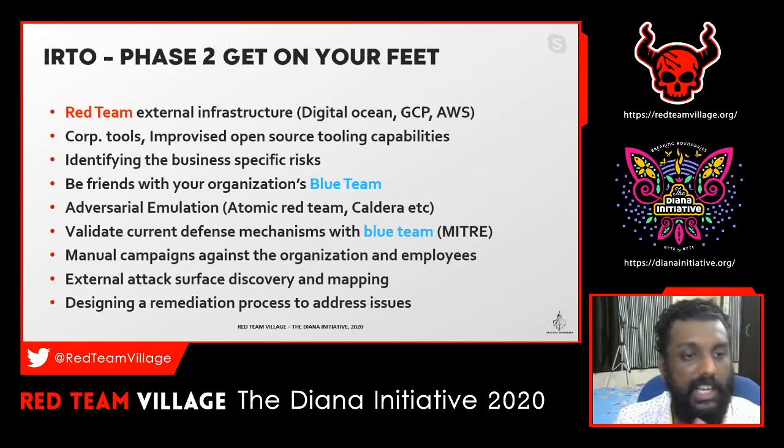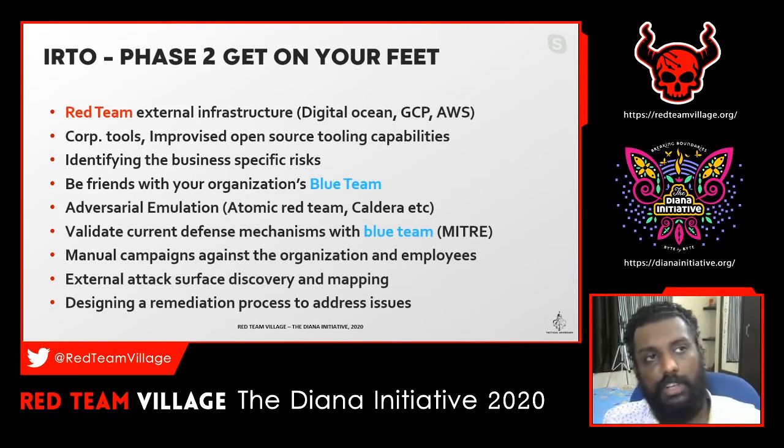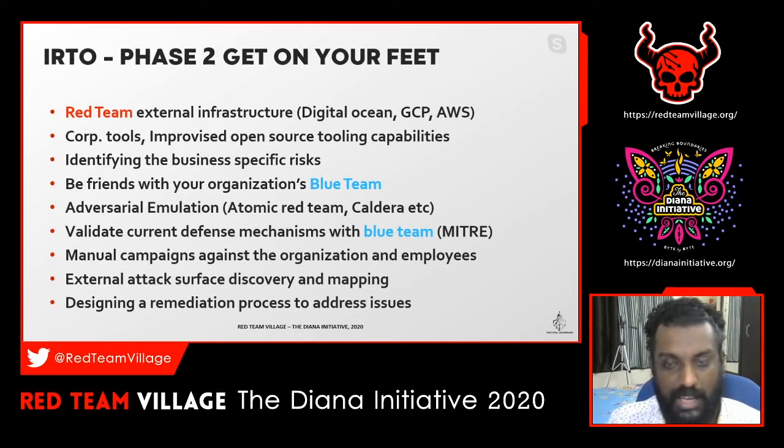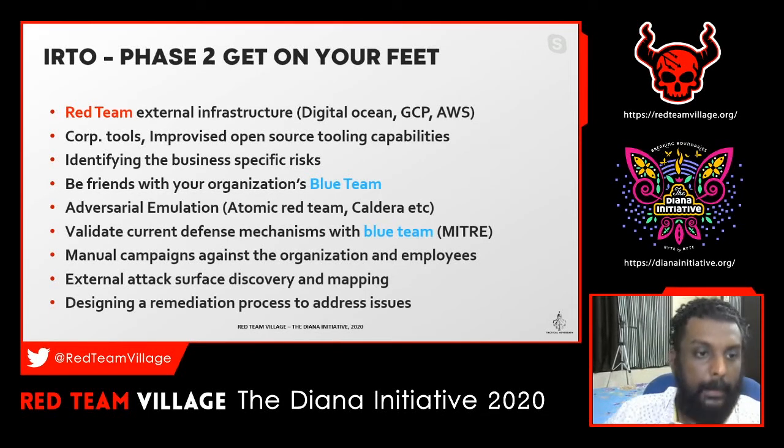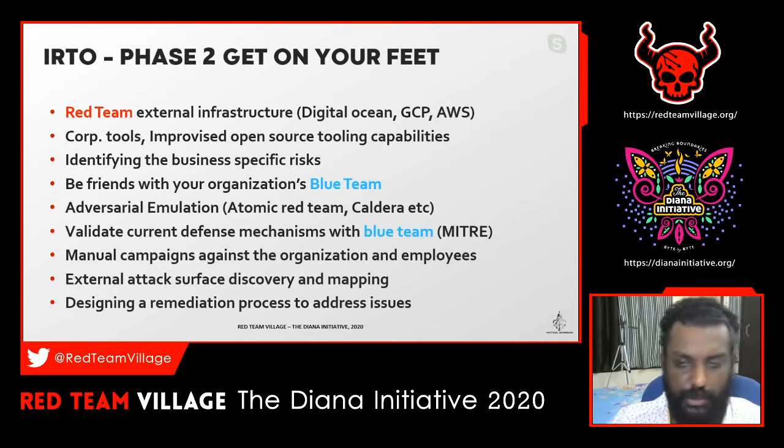Next one would be external attack surface discovery and mapping. I think most people know this part. It is very important to identify the internet-facing assets of your organization, which could help adversaries gain a foothold into your network. So it is always a good thing to map the attack surface from the perception of an adversary. Then designing a remediation process to address issues. That must be there. All these findings and issues, there must be a very well defined remediation process to take care of all these issues.